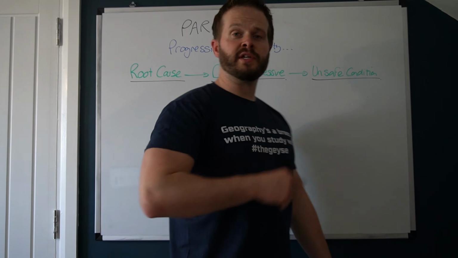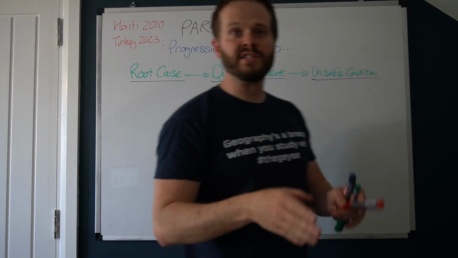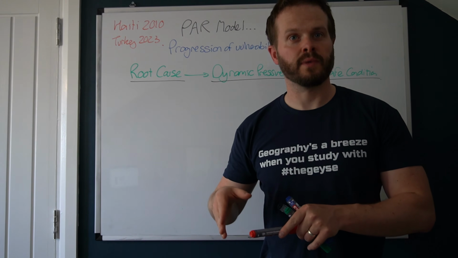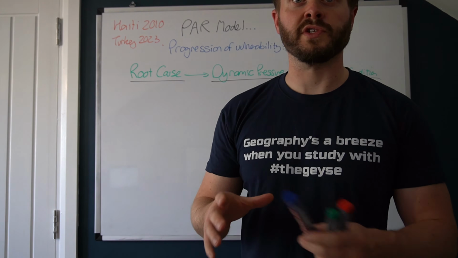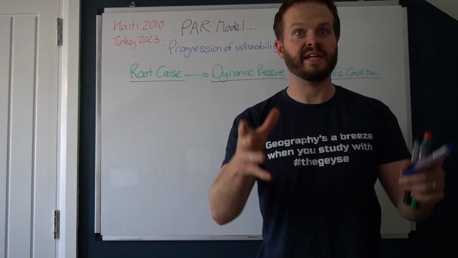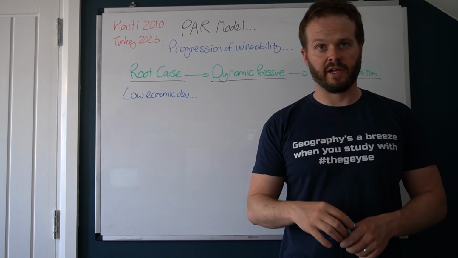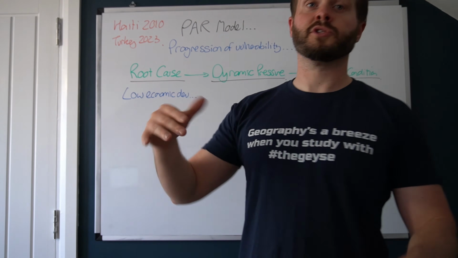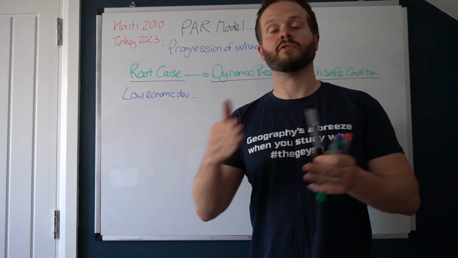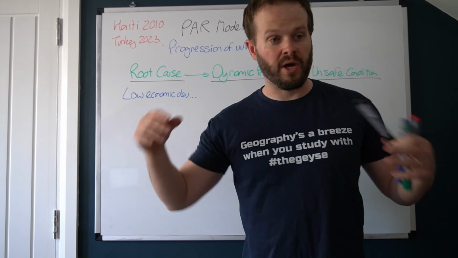Now, there are two case studies that I would recommend that you use with the PAR model. These two are Haiti 2010 and Turkey 2023. So let's go through what our most common root causes are, and I'll demonstrate that with Haiti first. First of our root causes is going to be low levels of economic development, and we've already explored that, haven't we, with the Philippines and the Pinatubo eruption. Now, what we said there was because of low economic development, they relied too heavily on the primary sector, and that meant that they were economically vulnerable.